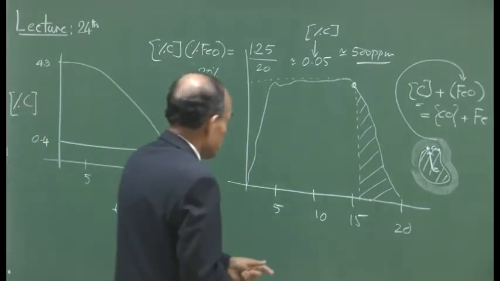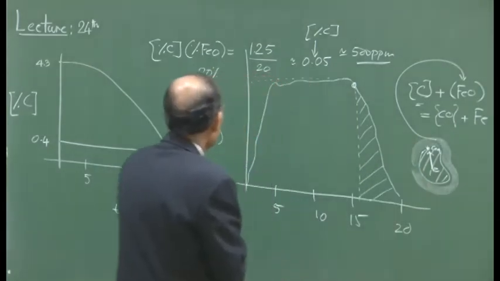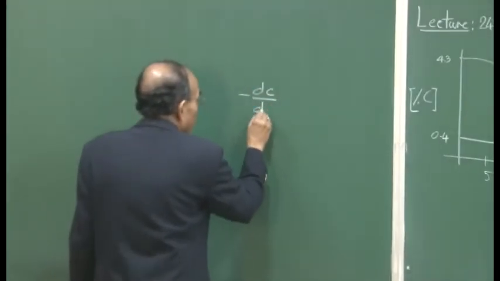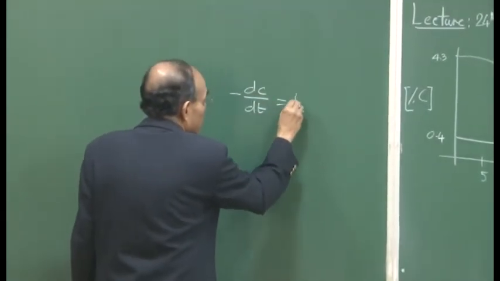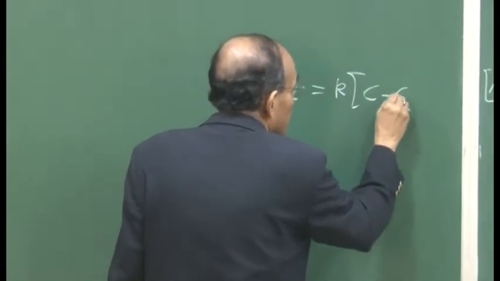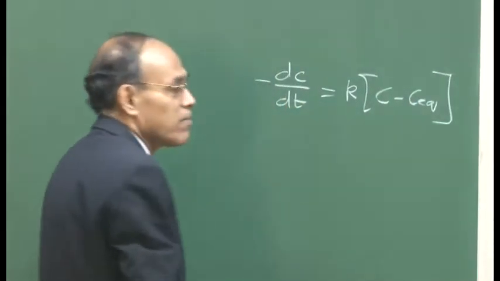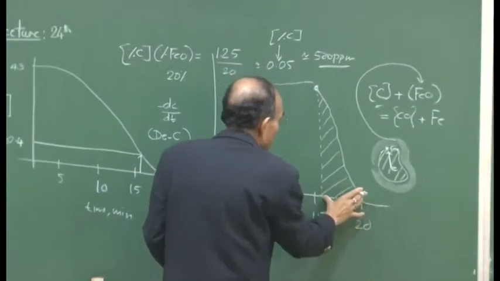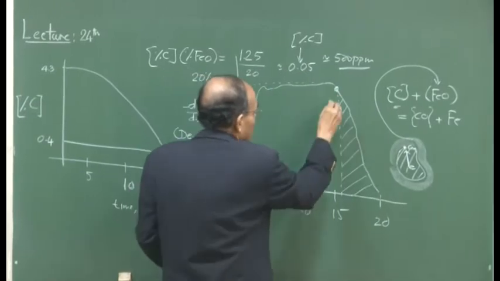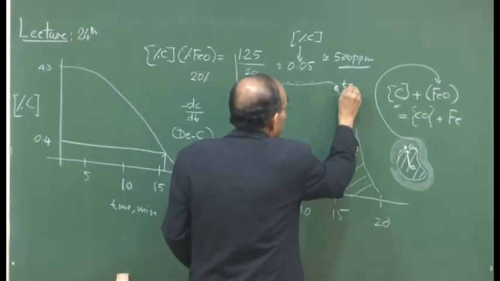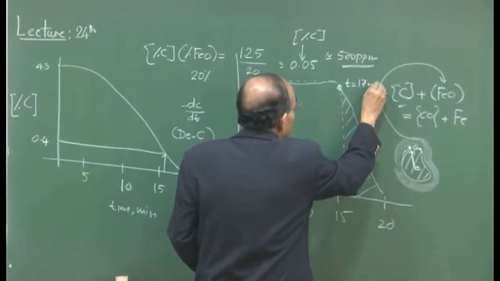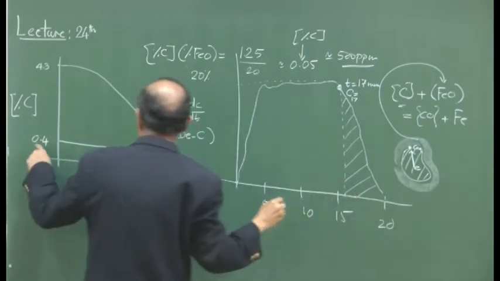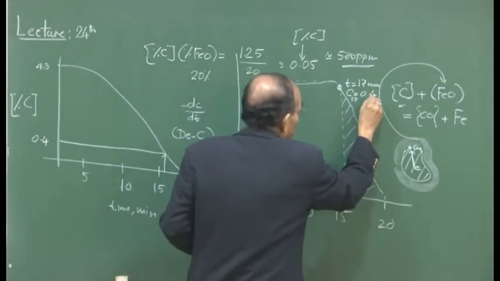So, therefore, we can say that the rate of decarburization is given in terms of a rate constant K and the driving force. That is the representation, and as I said, this part is going to be the important part. So, say time t is equal to 17 minutes, and the concentration of carbon at 17 minutes, C17, that is what I have found out, suppose is 0.4.